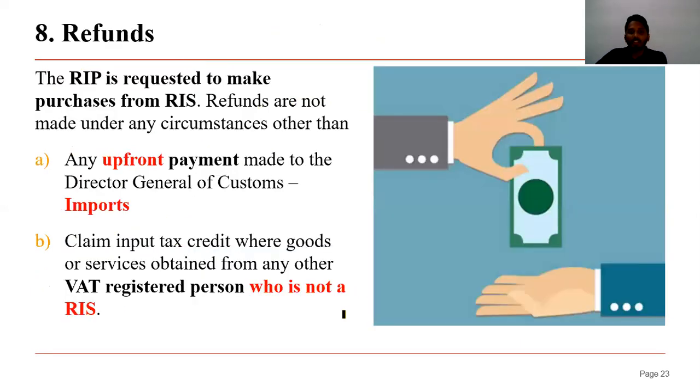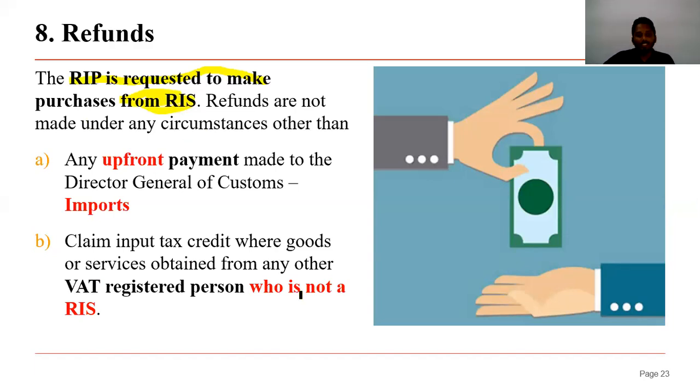Then how does a refund arise? Basically, as per the SVAT law, RIPs are requested to make purchases from RISs only. If there are any circumstances where there is a special requirement to purchase, let's say one item, that is very urgent and we can't wait until the supplier registers as RIS, then we need to purchase. If we purchase on normal VAT terms, then they can obtain a refund.